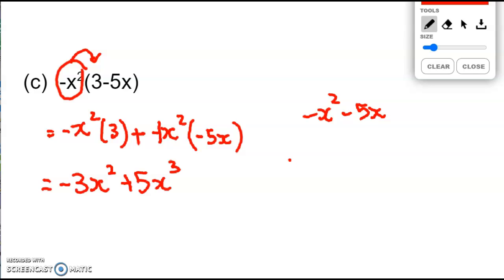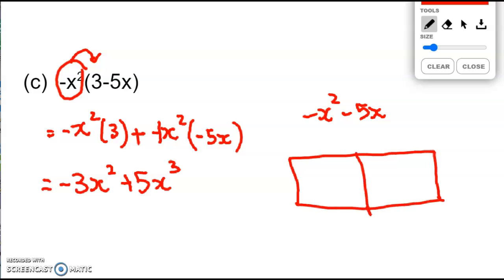And if I was to do the area model, it would look like this. Negative x squared, 3 minus 5x. Don't lose the negative sign. It's not 5x, it's minus 5x. 3 times negative x squared is negative 3x squared, and negative 5 times negative 1 is positive 5. x times x squared is x to the power of 3. So again, you get the same answer: negative 3x squared plus 5x to the power of 3, which is what we have.